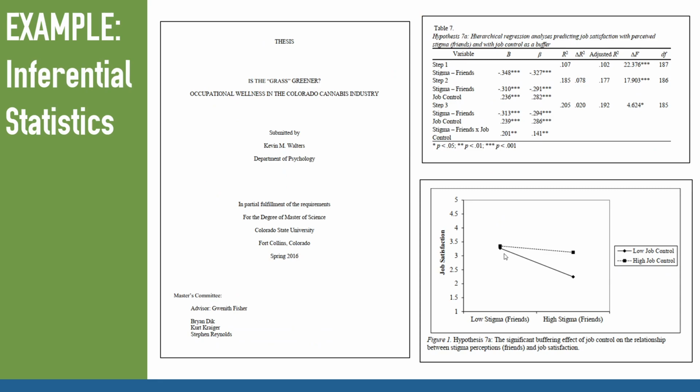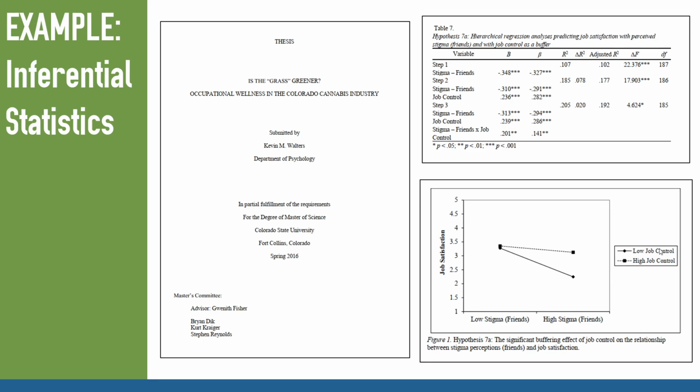Oh, sorry. And then we have two lines here, right? This line is low job control and this line is high job control. So here you can see people with high job control. That means that they basically get to do what they want at work, right? They still have to do the job, but they get a say and determine how they do it. And so you can see here, people's job satisfaction was pretty much the same if they had a lot of job control. They had a lot of autonomy and say over how they do things at work. Their job satisfaction was the same regardless of if they felt stigmatized for what they do.